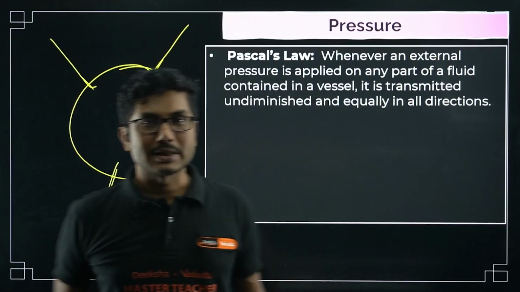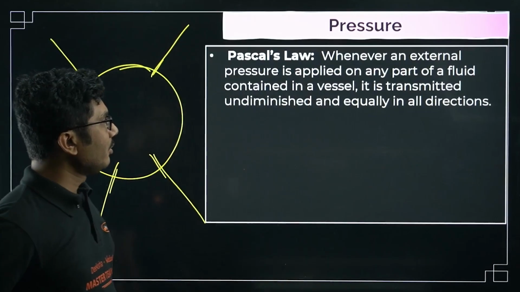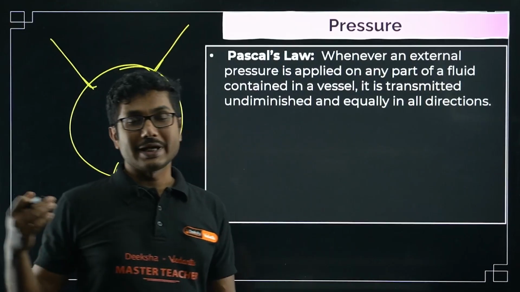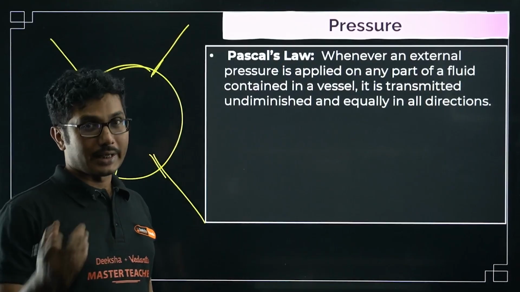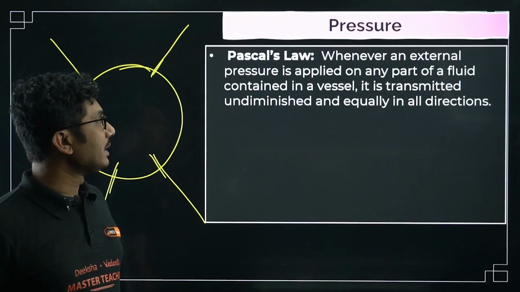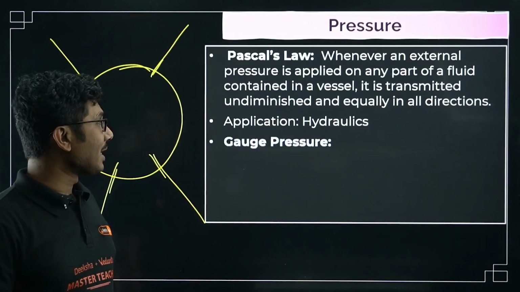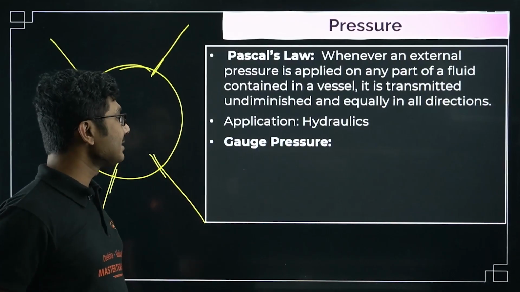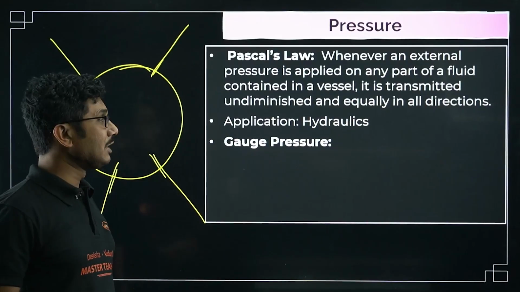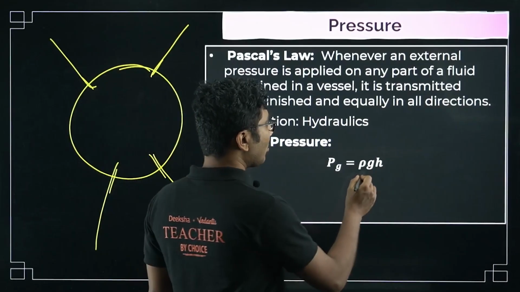That is basically Pascal's law, right? So force getting transmitted equally in all directions, pressure getting transmitted equally in all directions. Applications: hydraulics, we apply this in hydraulics. Next part is gauge pressure. What is the meaning of gauge pressure? Gauge pressure is rho gh.